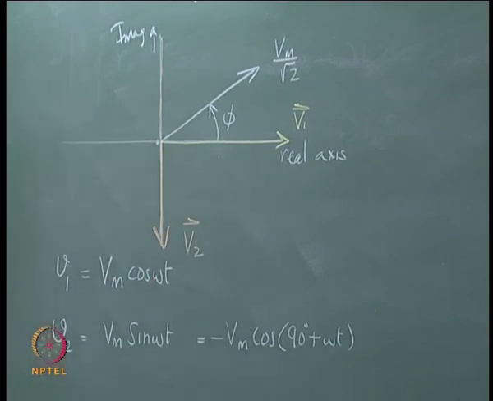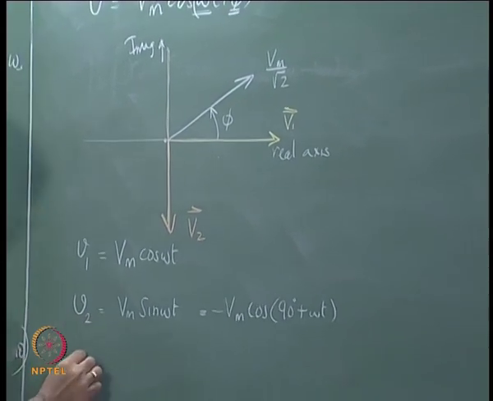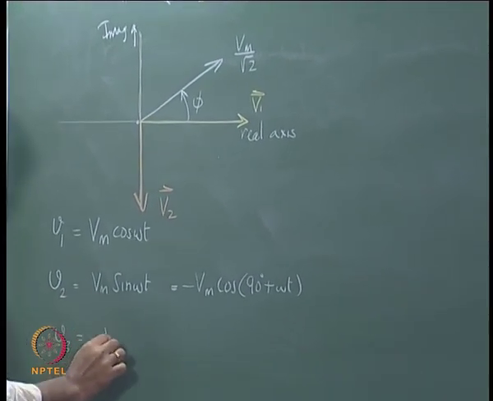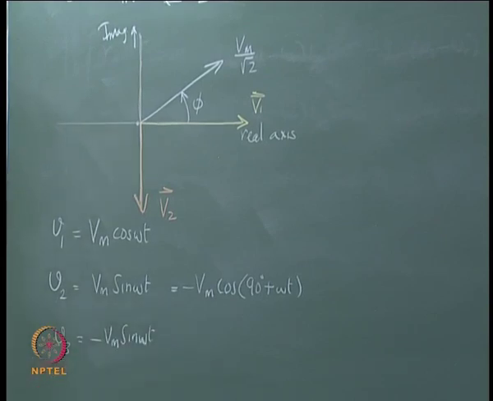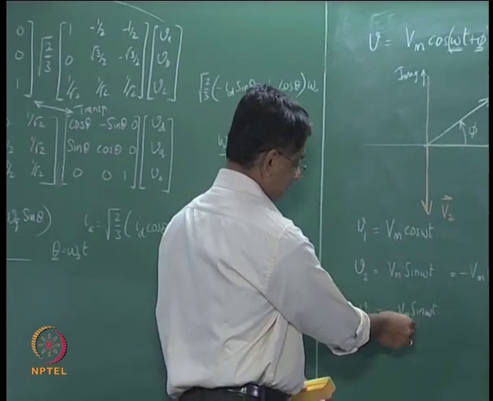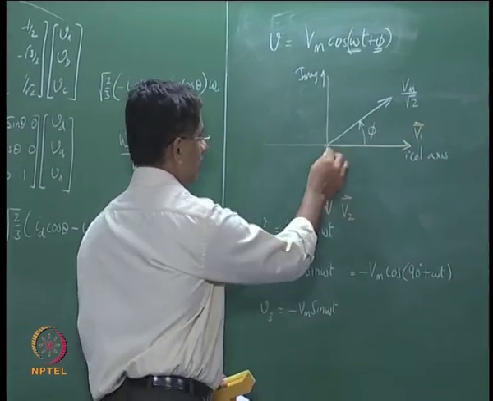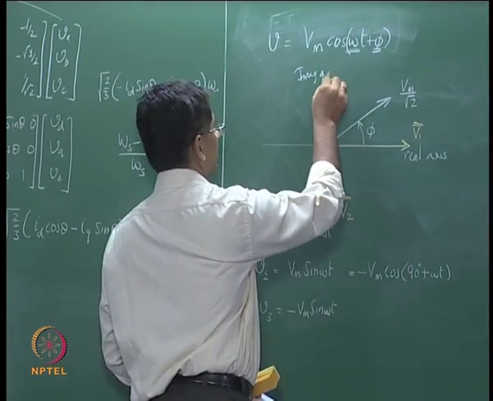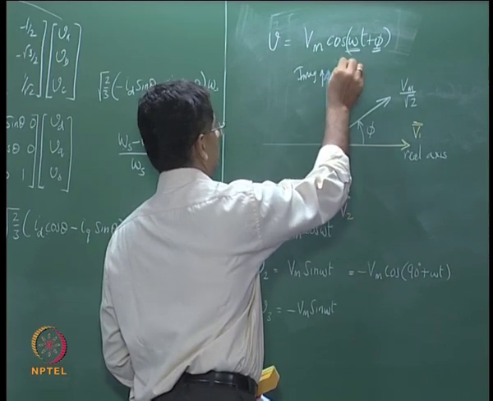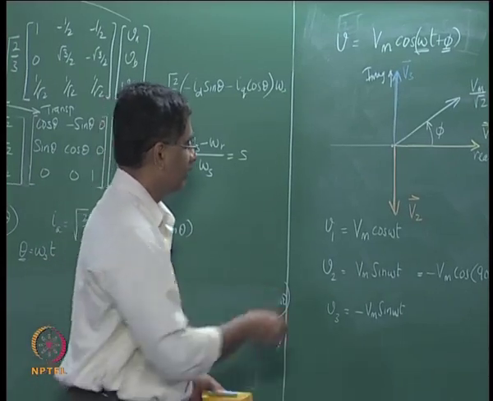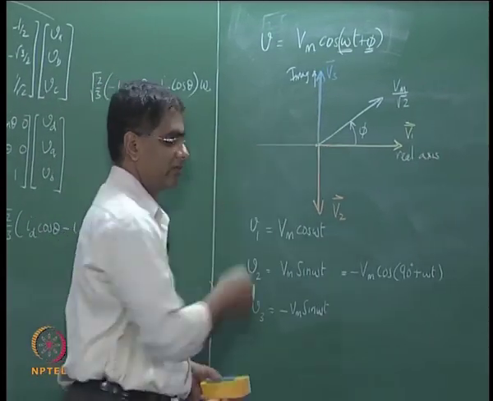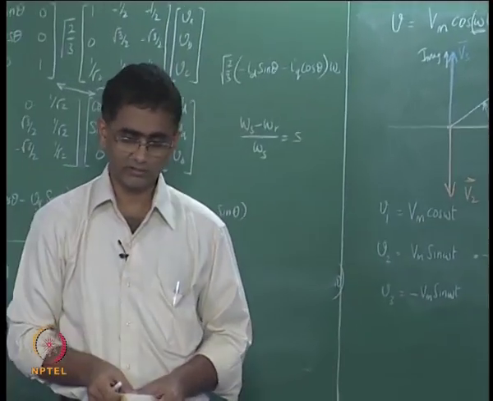So if we now have minus Vm sin omega t, then since Vm sin omega t is below, minus Vm sin omega t will then be here, and therefore minus Vm cos omega t will then be a phasor lying along the other direction.